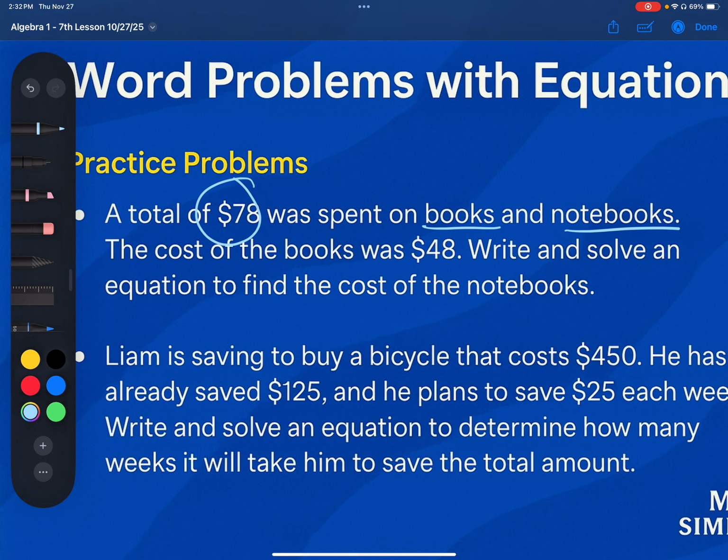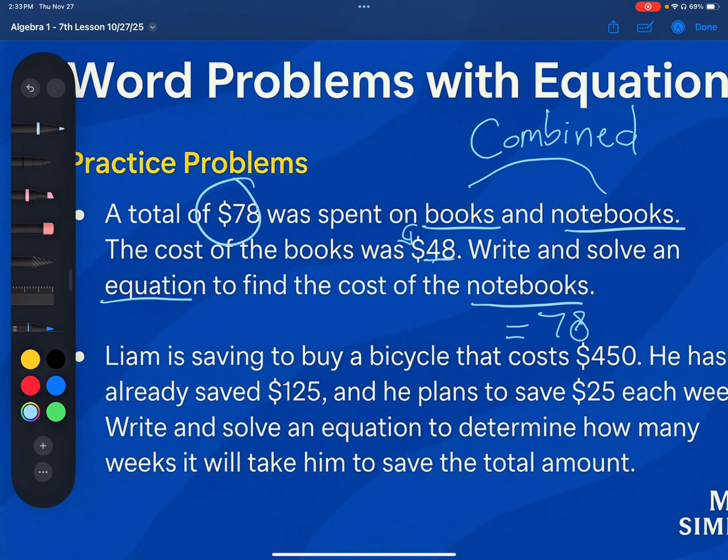So our total cost in total was $78. So we already know our total cost, and that's why we put in equal signs since we have an equation. And then the total cost of books was $48. And the reason why I put addition is since I said that we're combining both the books and the notebooks, and that equals our total cost, which is $78. That's the reason why I'm adding, okay? And then for notebooks, since this is our unknown, I could put a variable such as n to represent notebooks, okay? So that's our equation. N plus 48 equals 78.